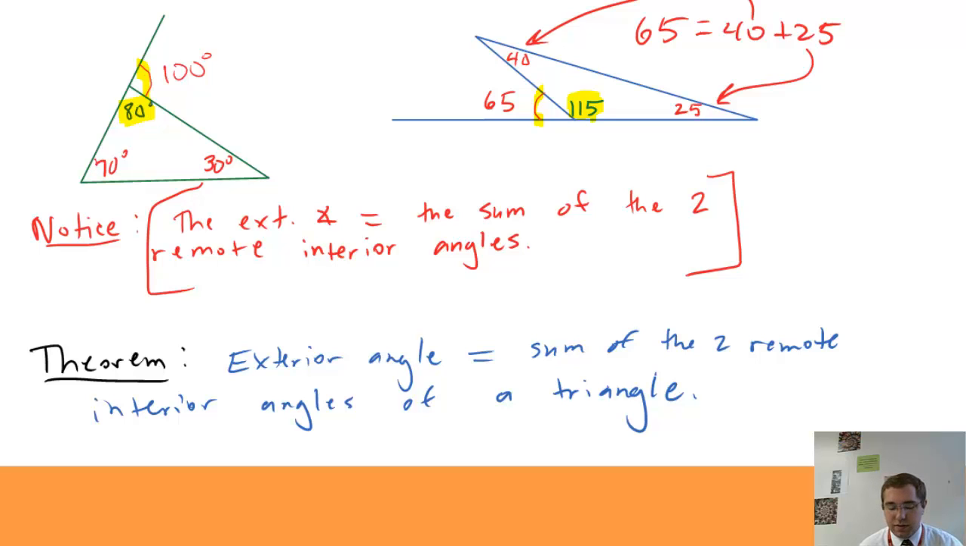Why is that true? Because all three angles on the inside of the triangle have to add up to 180, and this exterior angle is supplementary to that third angle on the inside.